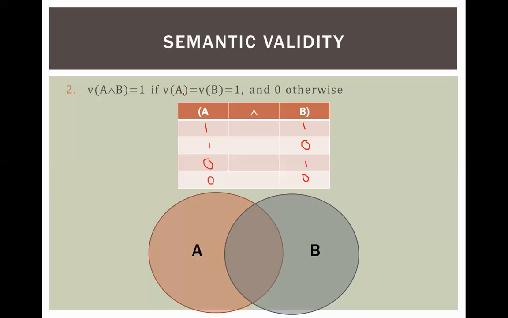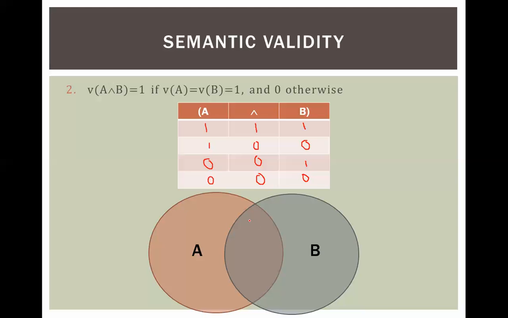And based on this rule, if A equals B equals 1, then A and B equals 1. So here A and B equals 1, right? 0 otherwise. For the rest of these, there are zeros. So the rest of these are the otherwises. So these are 0, 0, 0. And if you want to, you can check down here and see that it makes sense.